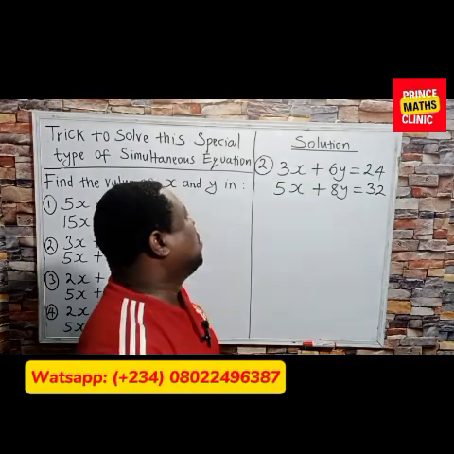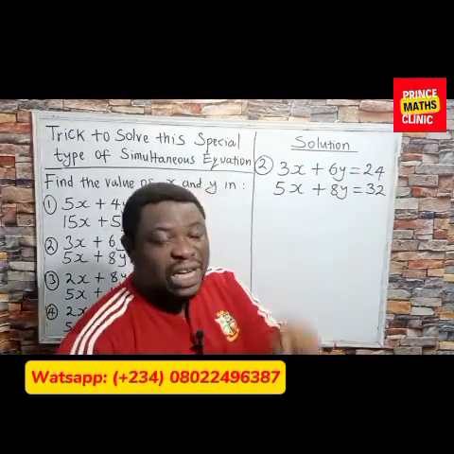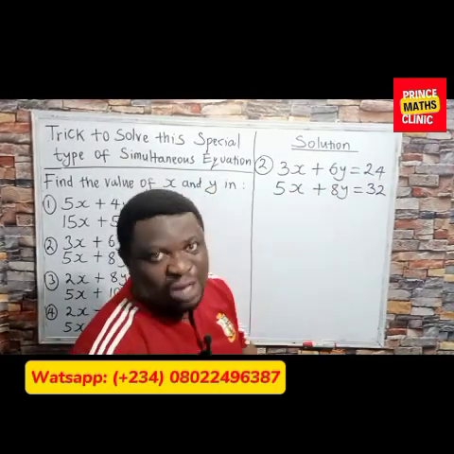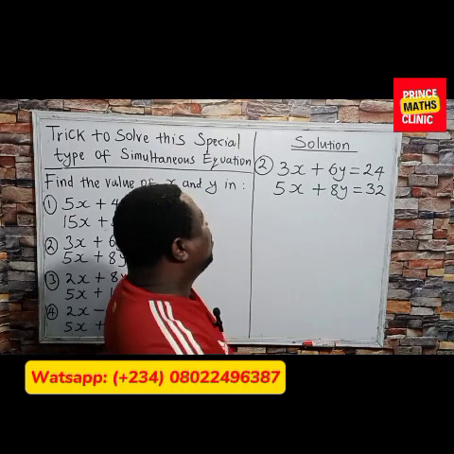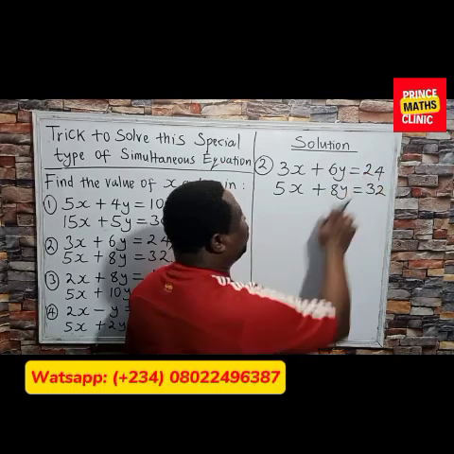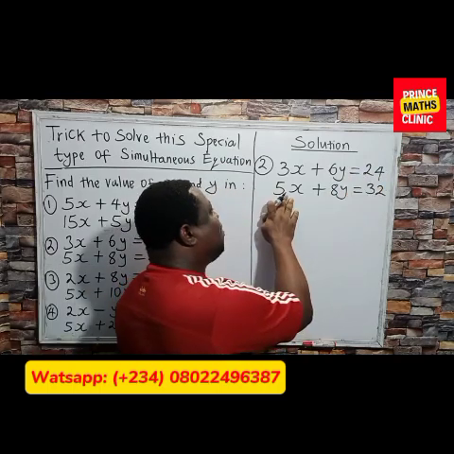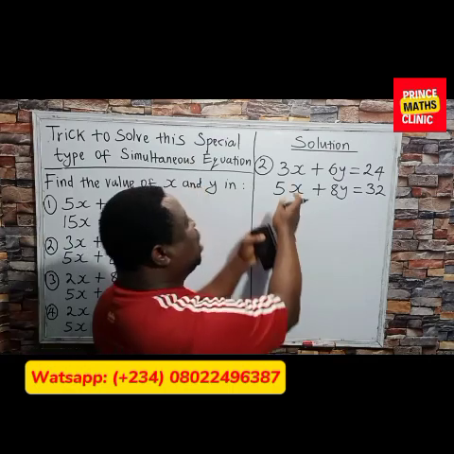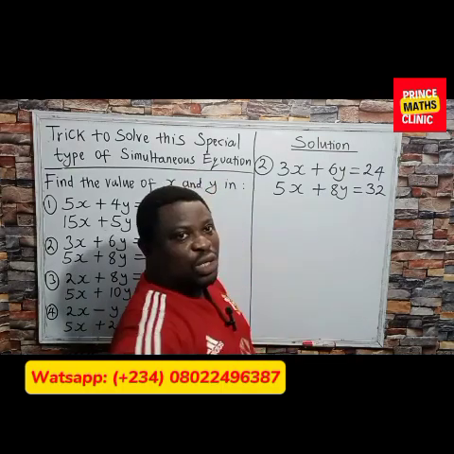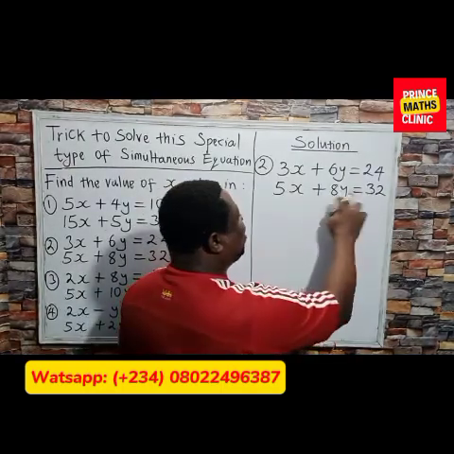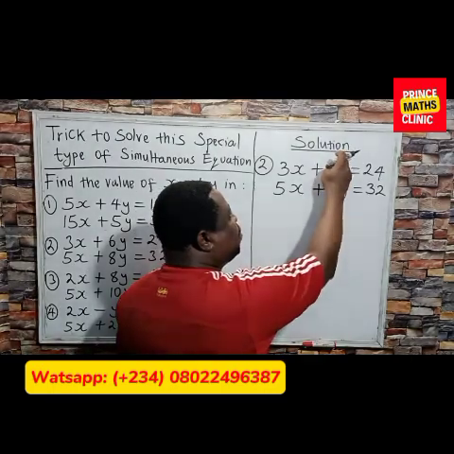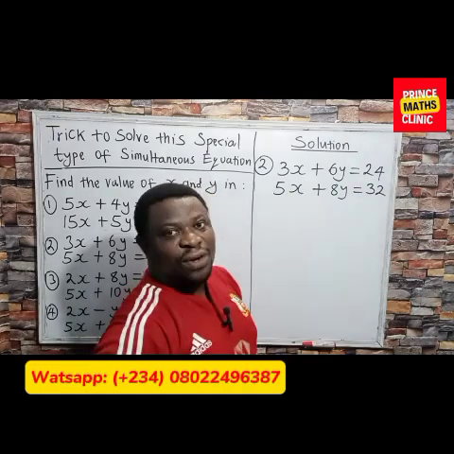In this second question, watch out again for the relationship between the constant term and any of the coefficients of our variables. Now, I will check for x. 3 times 8 will give us 24. There's nothing I can multiply by 5 to give us 32. So there's no relationship here. So let me check this. 6 times 4 gives me 24, and 8 times 4 gives me 32. Therefore, there's a relationship.